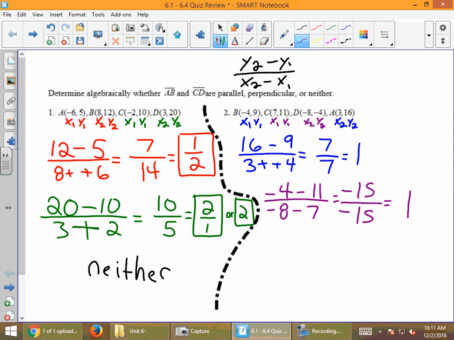All right, let's look at these slopes. What do you notice about these slopes? Parallel. They're exactly the same, so guess what? They are parallel. Boom.